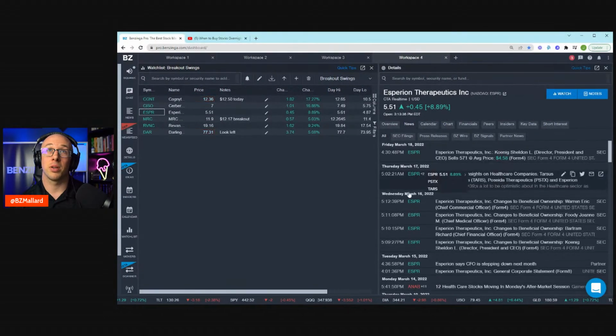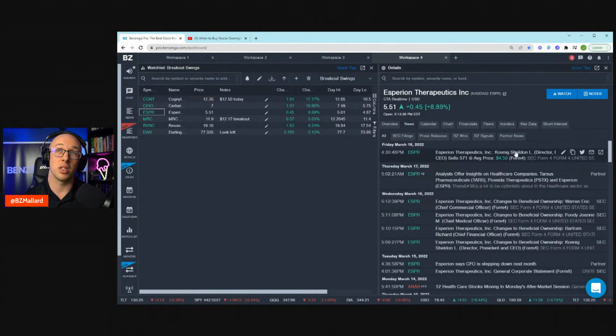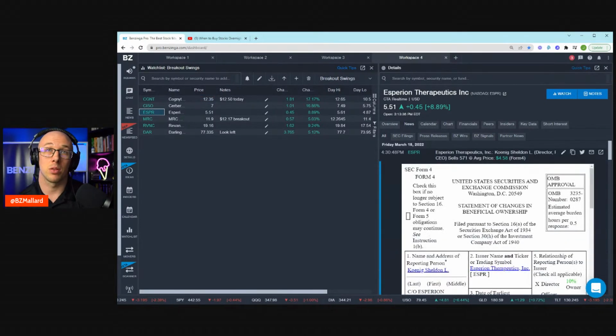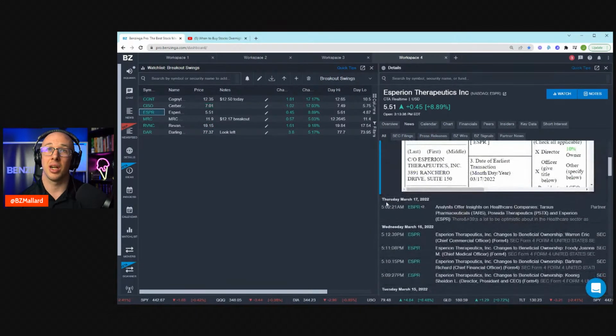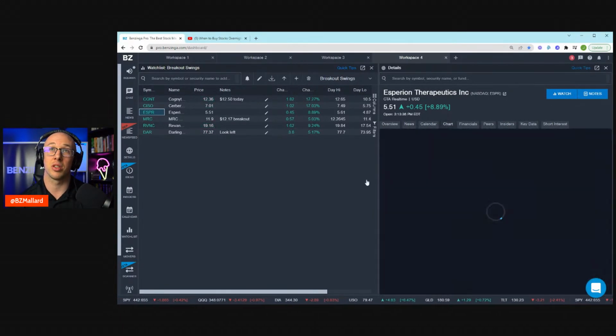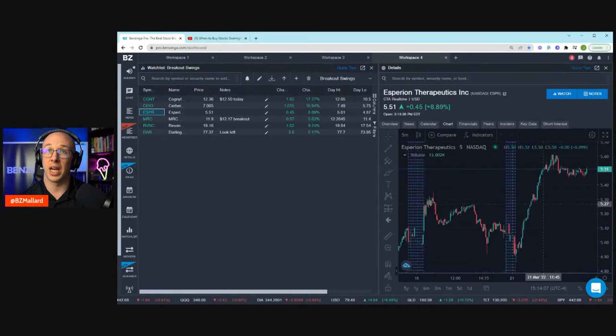What's going on with Asperion Therapeutics? We can see that one of the C-suite directors here sold some shares. Not really that much though. So not much to talk about in terms of that. But look at this nice move today from 490 all the way up to 560 today.